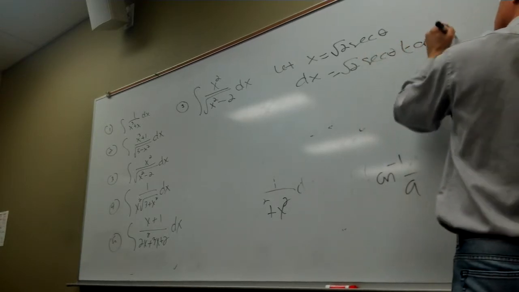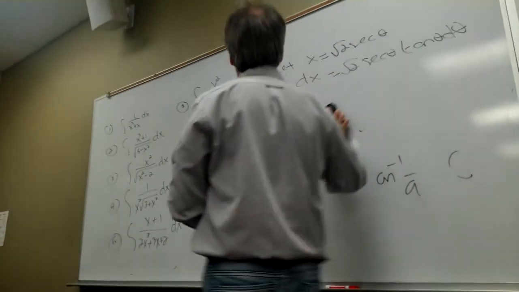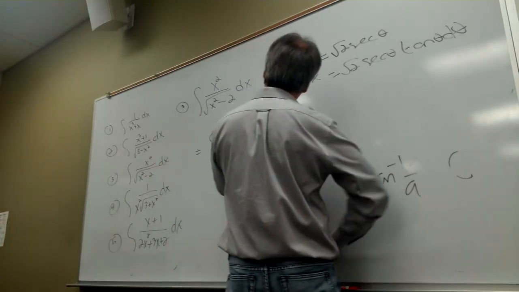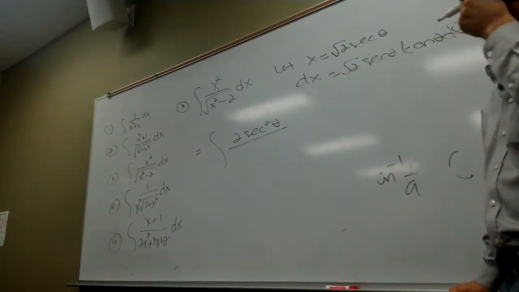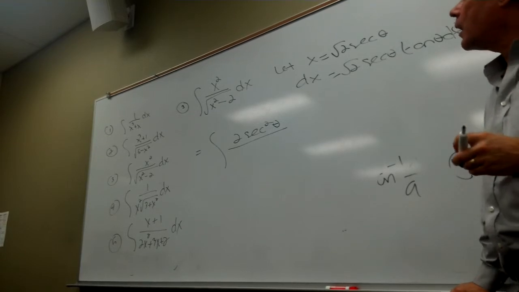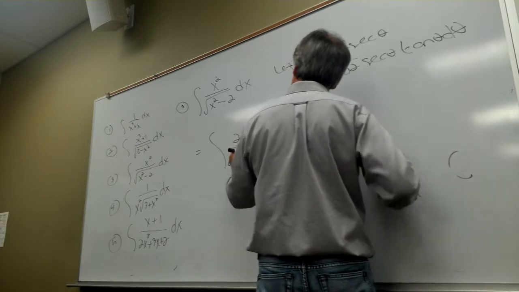Very nice. Let's just commit to the substitution. I think in the numerator's position, I have nothing more than this. Is that 2 secant squared theta? And downstairs, does that give me a root 2 tangent of theta?